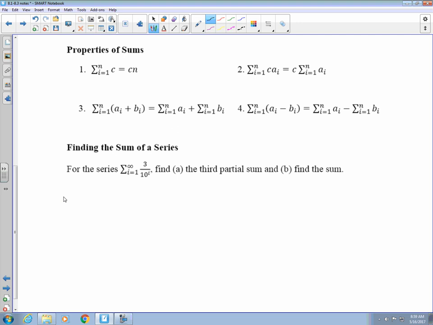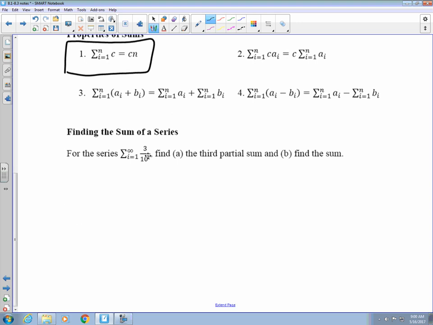Okay, properties of summations. They're all pretty self-explanatory. The one that we will probably be using explicitly would be number 1. The summation of a constant from 1 to n is that constant times the upper limit n. So c times n. The other ones are pretty self-explanatory.